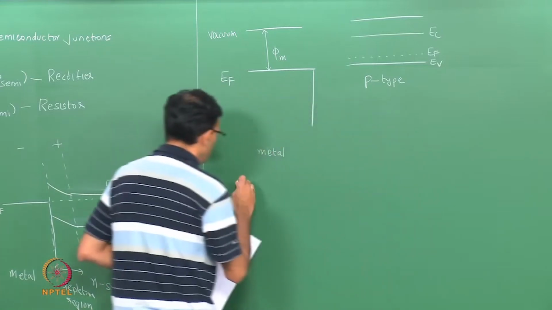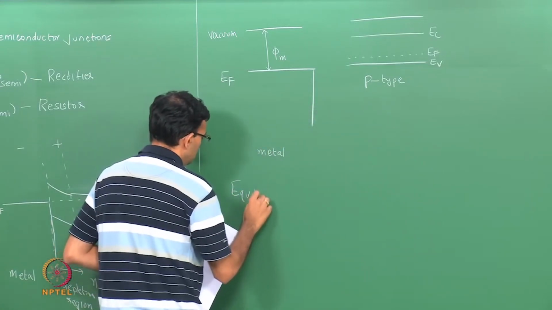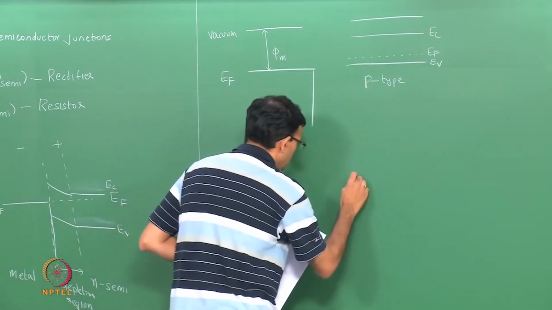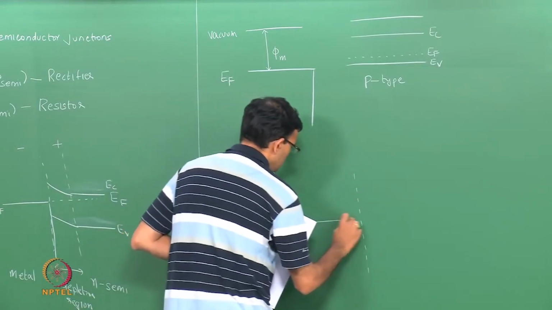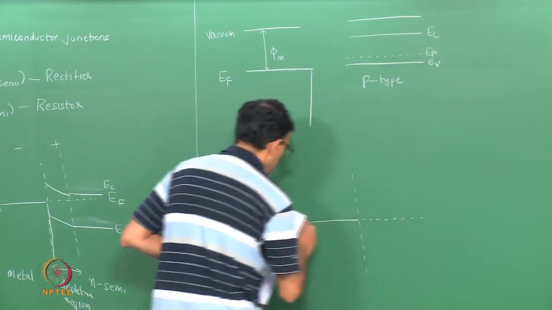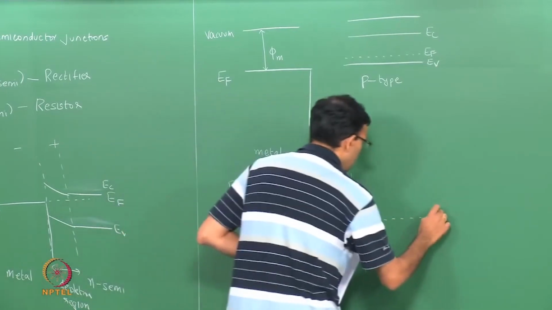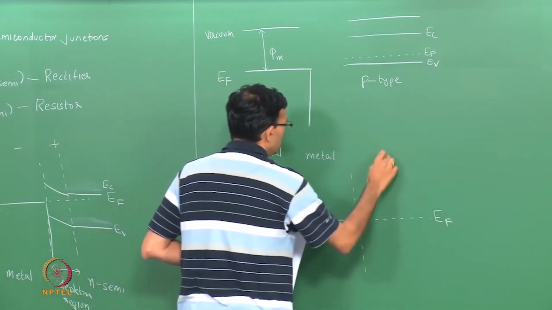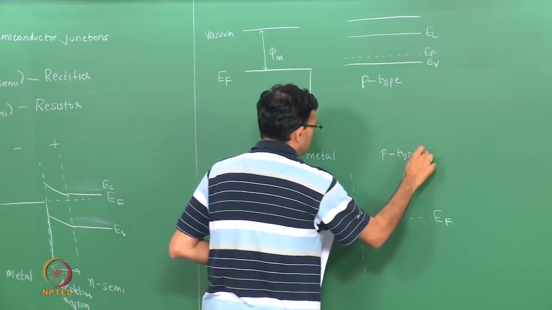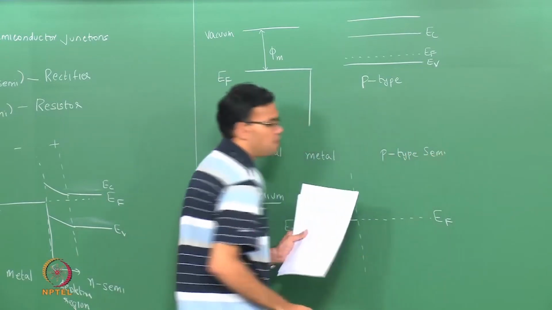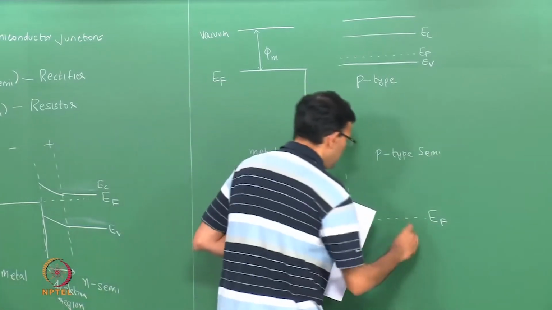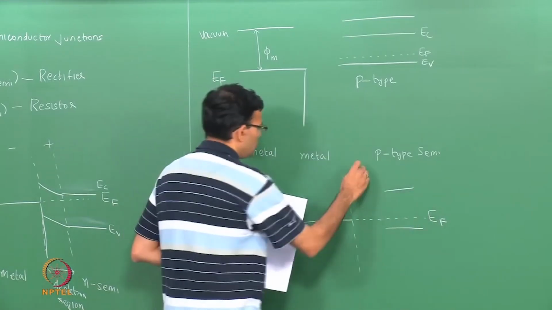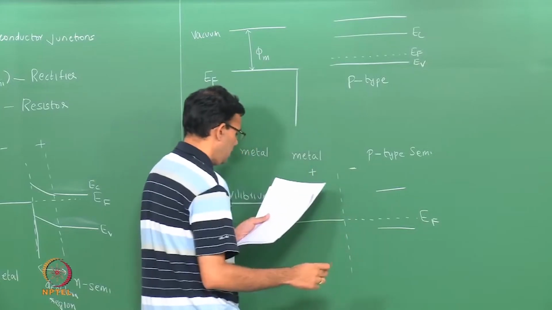So, this if we draw in equilibrium, the Fermi levels must line up. So, I will put an interface. So, EF and EF, metal and P type semiconductor. Far away from the junction, your material is still P type, and then the bands bend down, so that there is a net negative charge and a net positive charge.